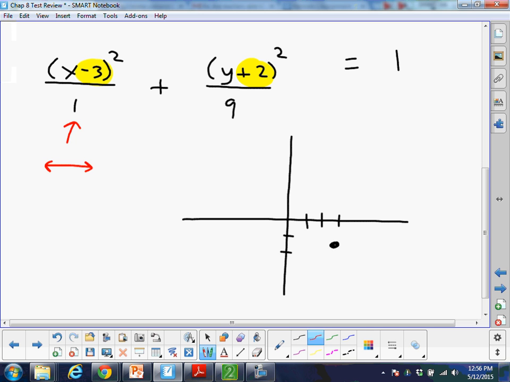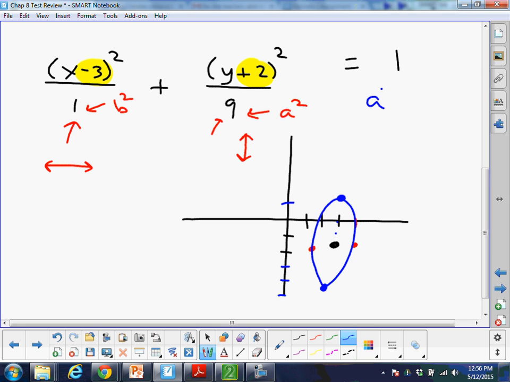This 1 being under the x tells me my horizontal stretch is going to be 1 in each direction. So I'm going to go out 1 and 1. And this being under the y is telling me vertically I'm going 3. Those denominators are already squared, so that actually is a squared, and that one is b squared. The bigger one's always a for an ellipse. So I'm going to go up and down 3. From the center, 1, 2, 3, and down 1, 2, 3. And my ellipse will go something like this.